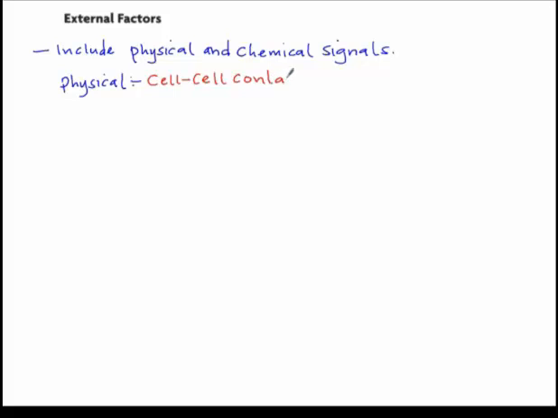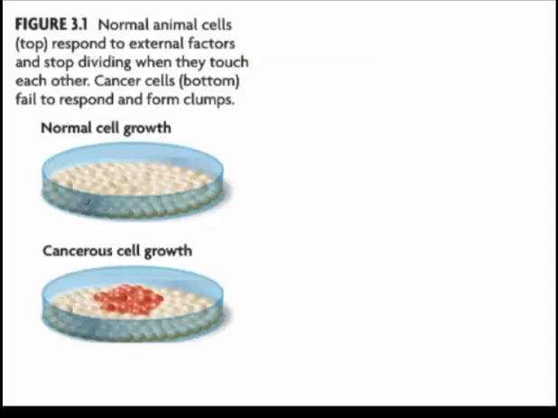Cell-cell contact means that when a cell grows and touches other cells, it ceases to continue growing. Most animal cells grown in the laboratory form a single layer on the bottom of the culture dish, like you can see here.